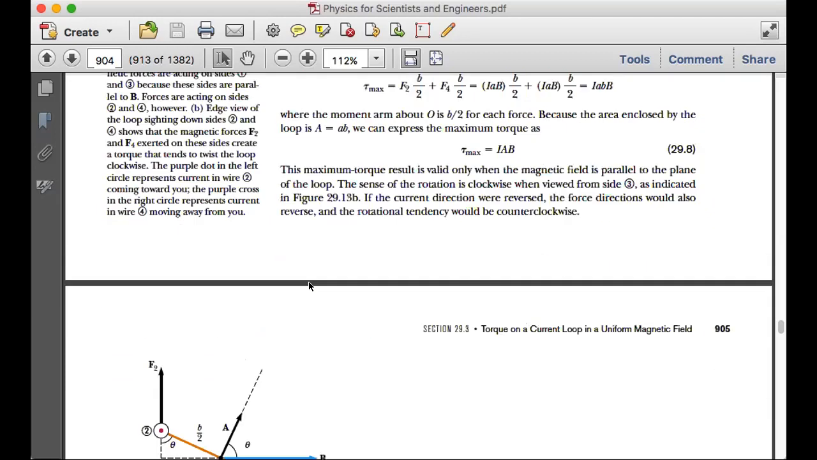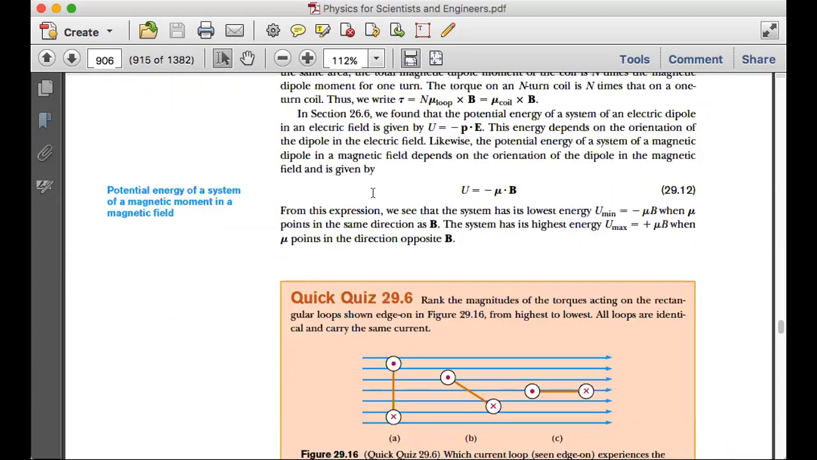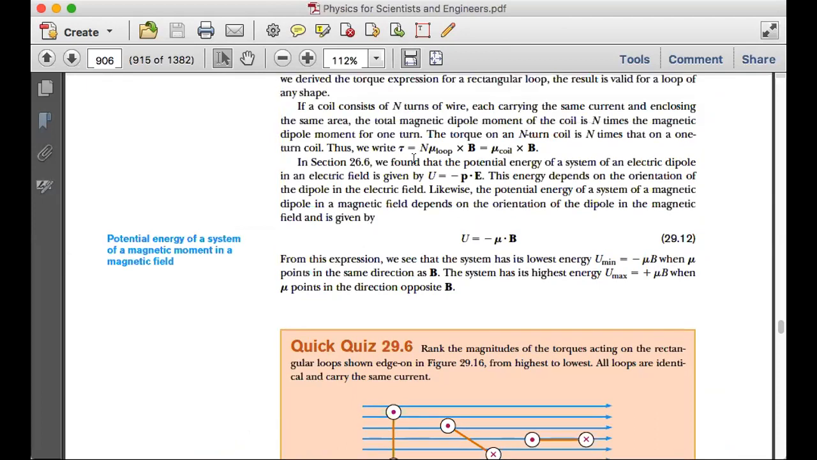Any question? Okay, so this is the potential energy of this magnetic dipole. Like the potential energy of the electric dipole, which is minus P dot E, where P is the electric dipole moment, the potential energy of a magnetic dipole is minus mu dot B, where mu is the magnetic moment, and B is the magnetic field.